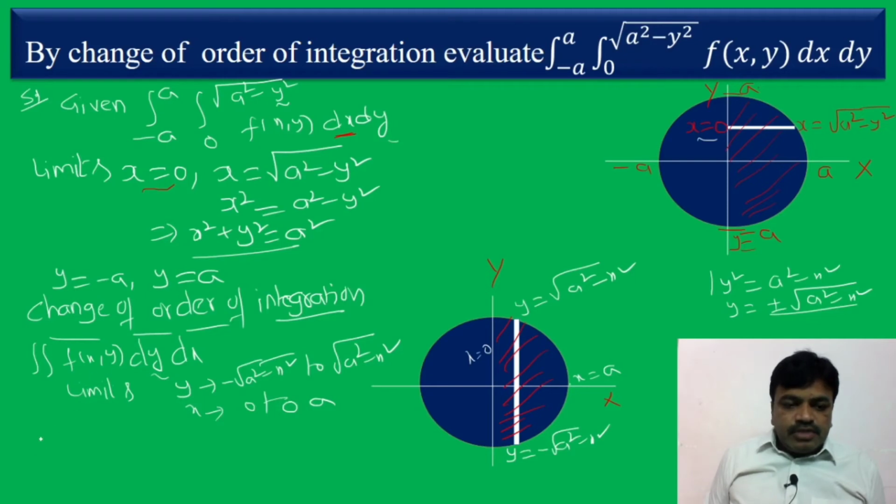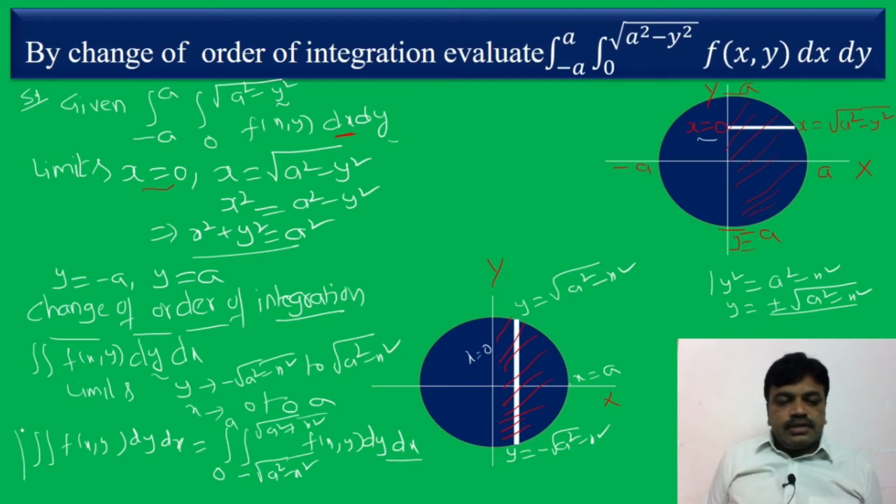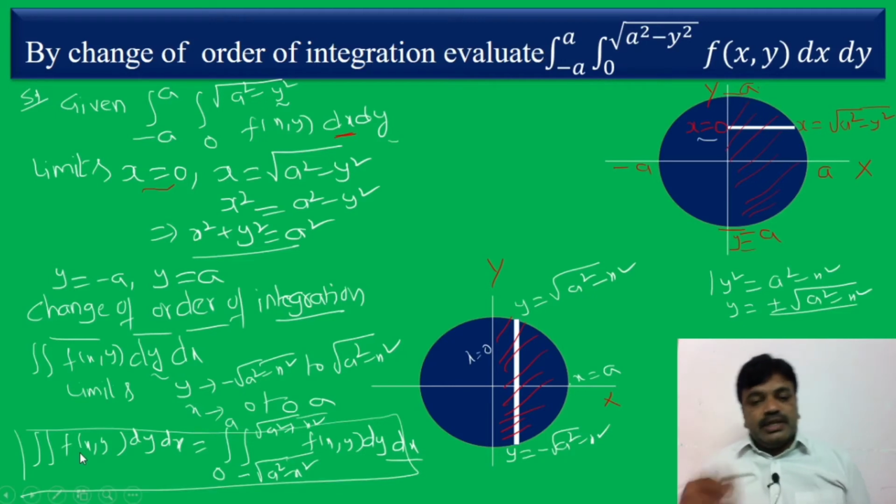Now this can be written as, friends, double integral f of xy dy dx, that is equal to double integral, here 0 to a, here friends, minus square root of a square minus x square to plus square root of a square plus x square, f of xy dy dx. In this way we have changed the order of integration.